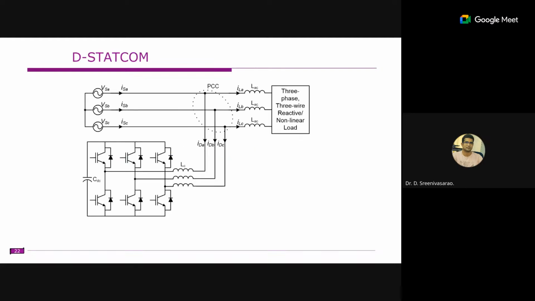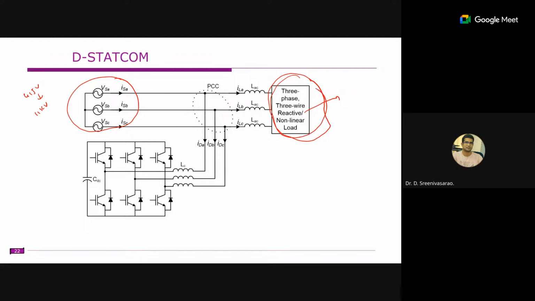You can see how exactly it will work. So you have a source. This source may be a medium voltage source, somewhere between 415 volts and 11 kV. And we have all these different types of loads. We model these as three-phase, reactive and non-linear loads. Some linear loads and reactive loads are there, so this is lumped as one load.